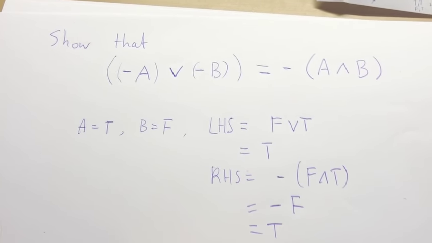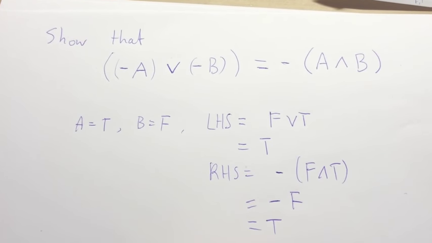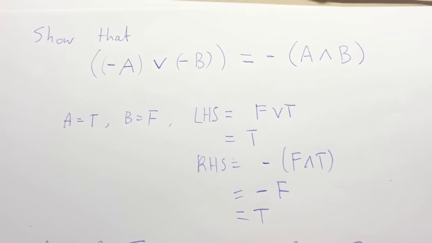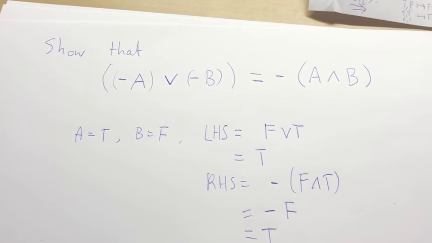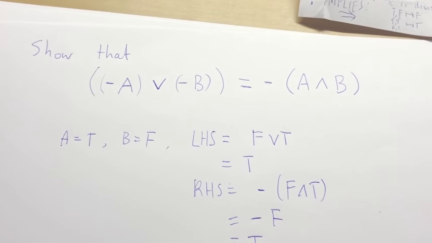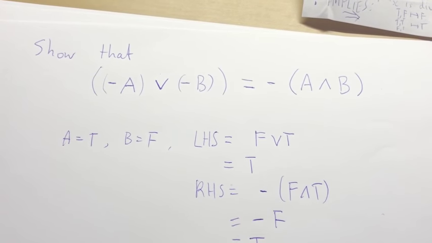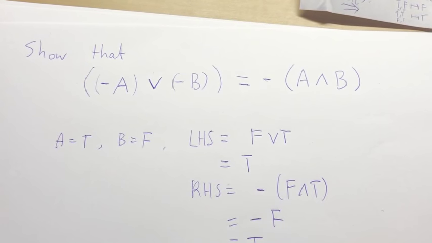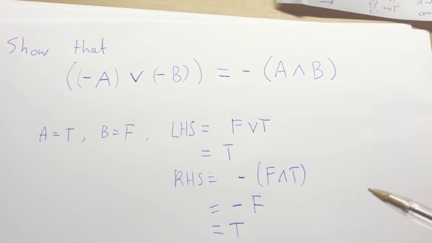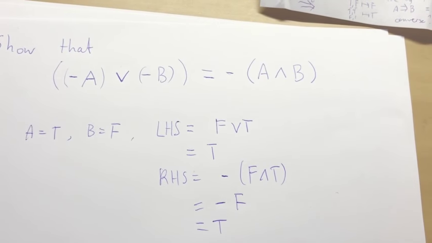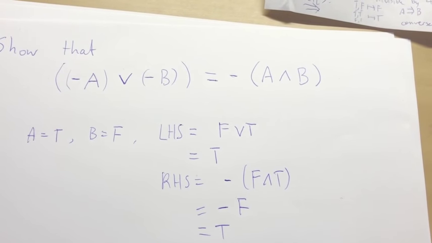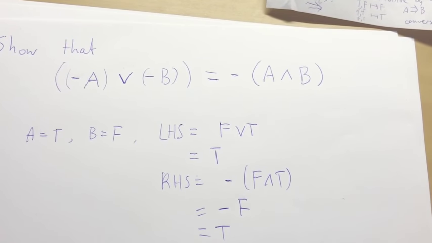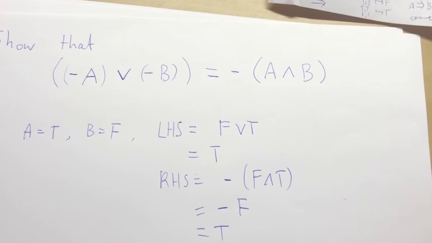A equals false, B equals true. Then the left hand side is equal to the or of true and false, which is true. And then the right hand side is equal to the negation of false and true. So false and true is false. Negation of false is true.